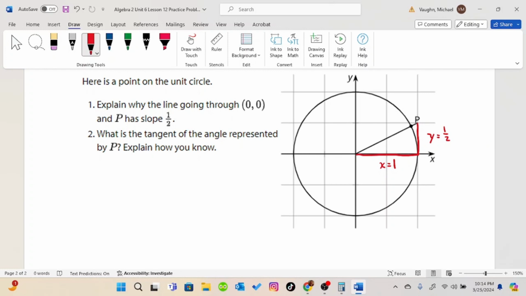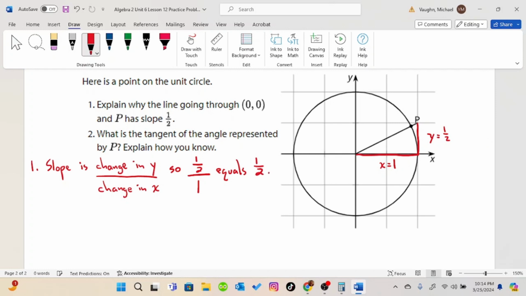Slope is change in y over change in x. So 1/2 over 1 equals 1/2. So it has a slope of 1/2.